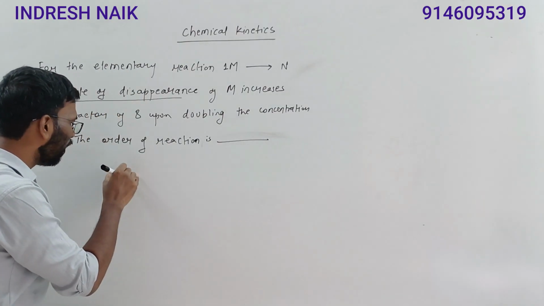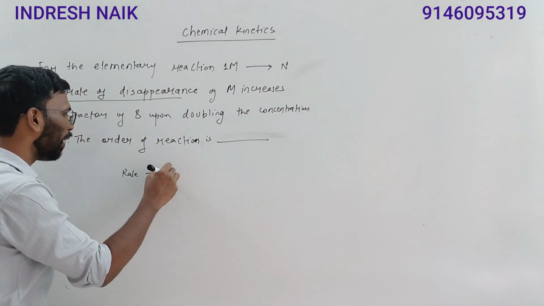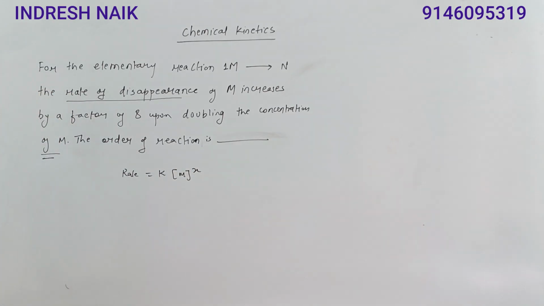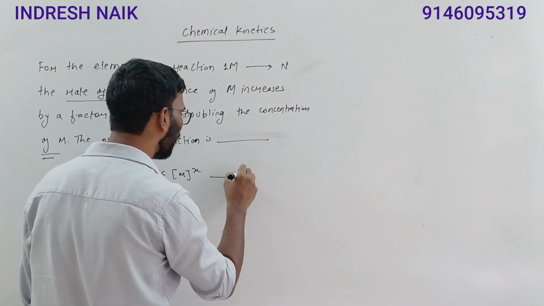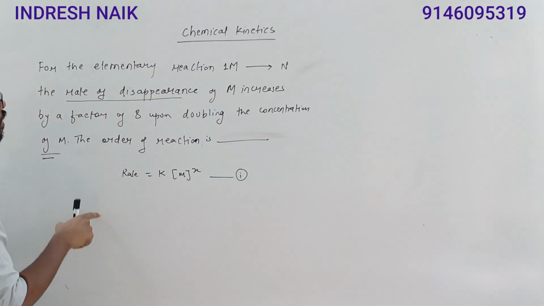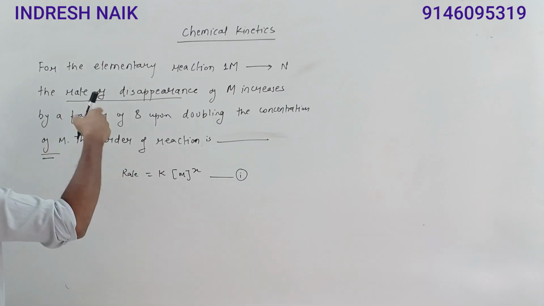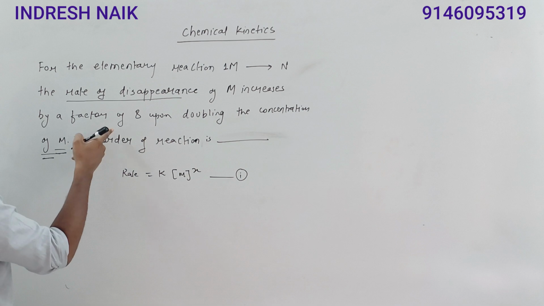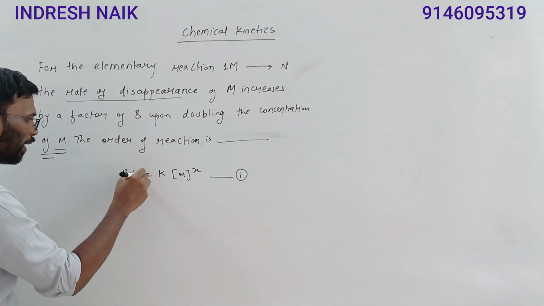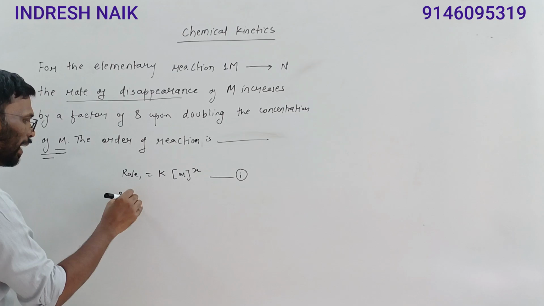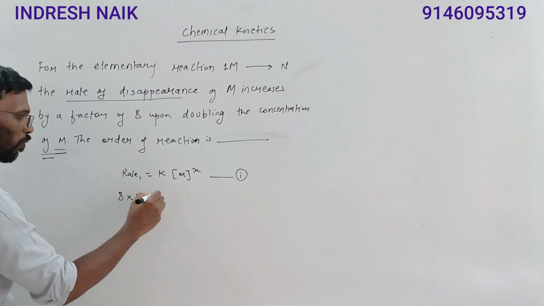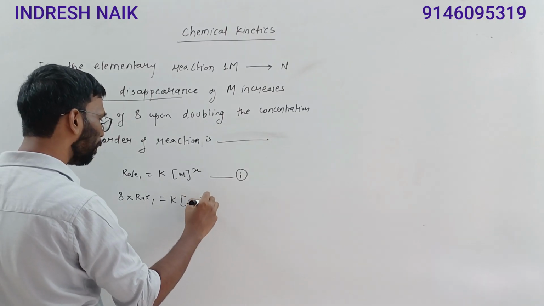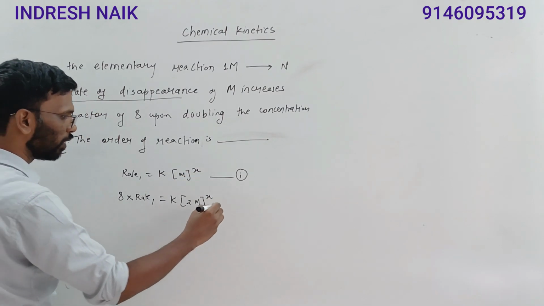So how do we write? Rate is equal to K M raised to X. This is my equation 1. What they are saying is that upon doubling the concentration of M, the rate becomes 8 times. Let's say this is rate 1, so the rate will be 8 times that of rate 1 when you double the concentration, K 2M raised to X. I don't know this order with respect to M.